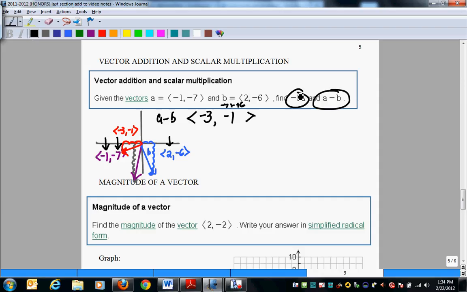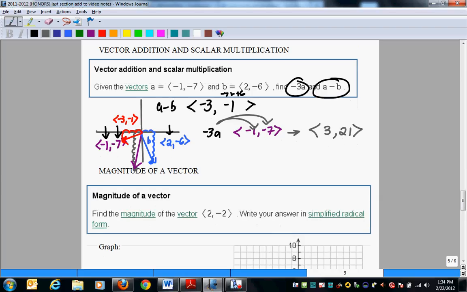Now, if we want to do -3a, all we do is we take the coordinates of a, the vector points of a, and this is just like the distributive property. You multiply both by -3. The resultant vector in this case is going to be +3, +21. So that's how you add or subtract and multiply a vector.